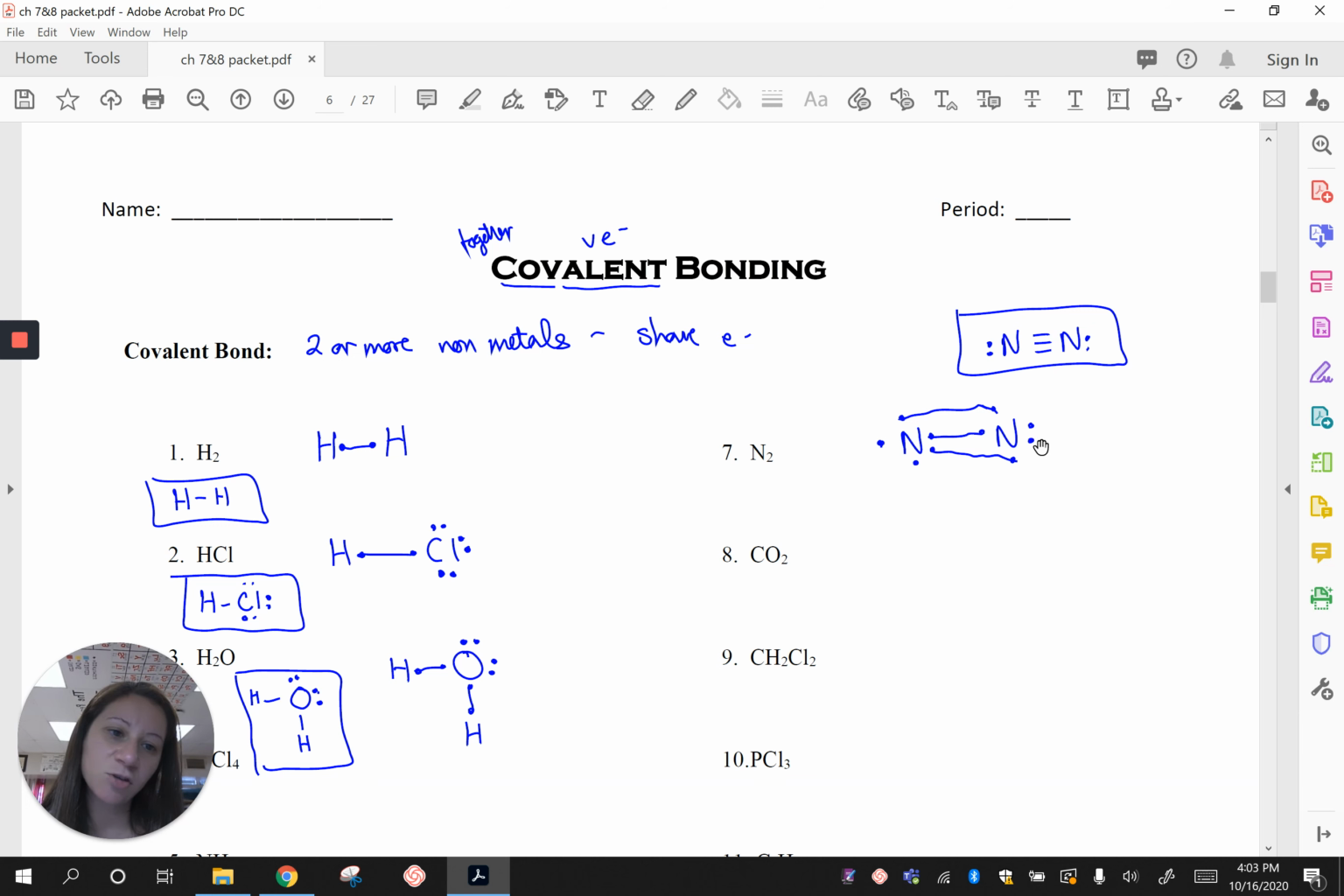When you have extra electrons, we call those lone pairs. Pairs meaning they exist in twos. So this would not be okay, putting them separate like this. They have to be in twos. See how these are in twos, these are in twos. So those are called lone pairs.